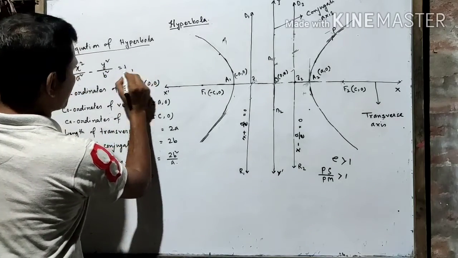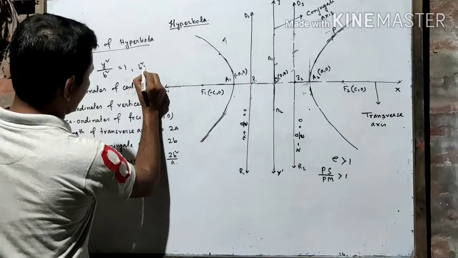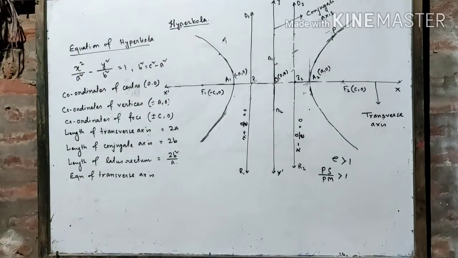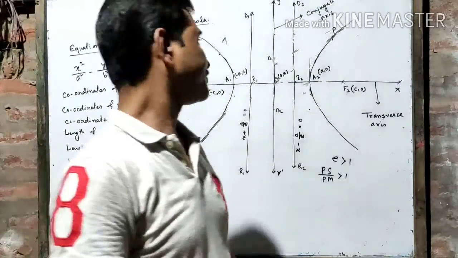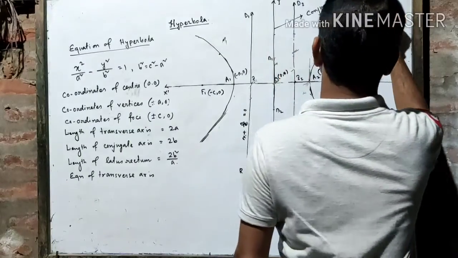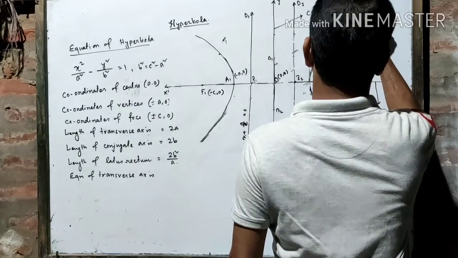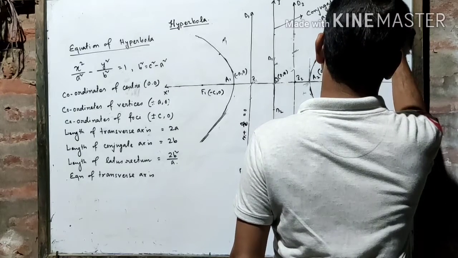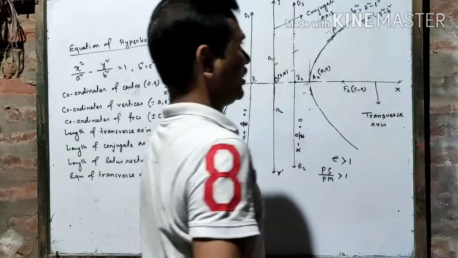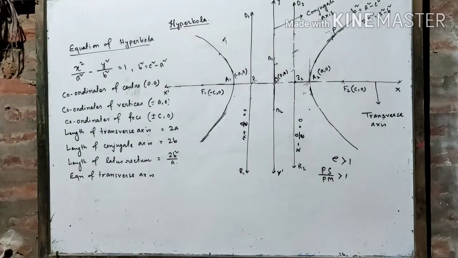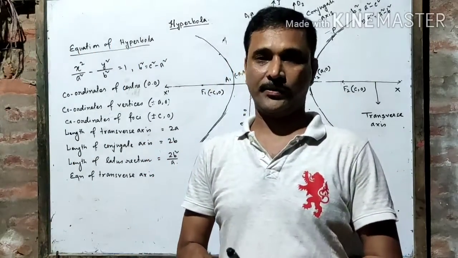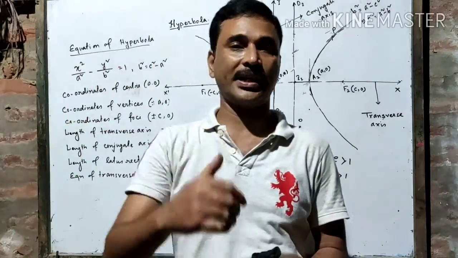Okay, here the relation between a, b, c will be b square is equal to c square minus a square, or else you can say that c square is equal to a square plus b square. And what is in case of ellipse? In case of ellipse, this relation was b square is equal to a square minus c square, or c square is equal to a square minus b square. Okay, and what is c? And e is equal to c by a.